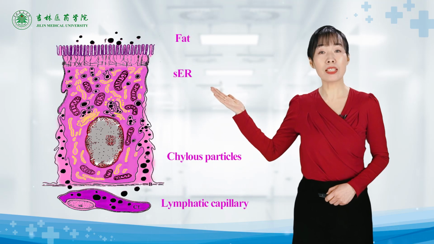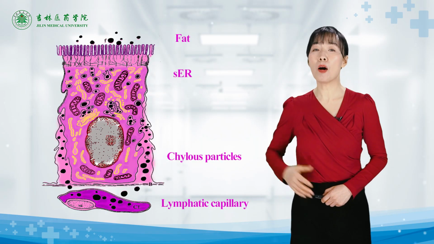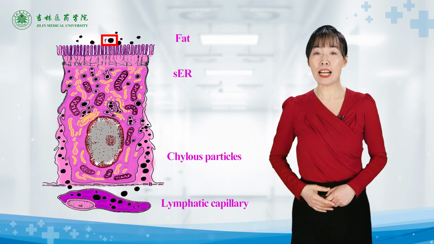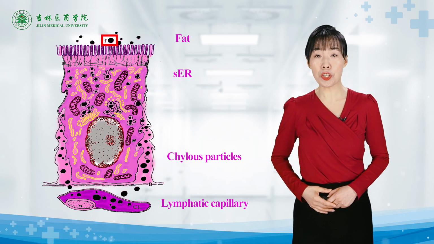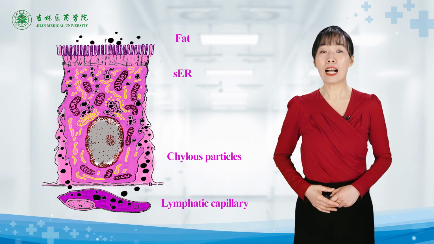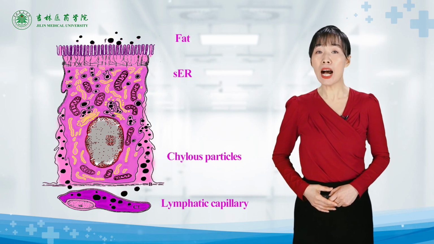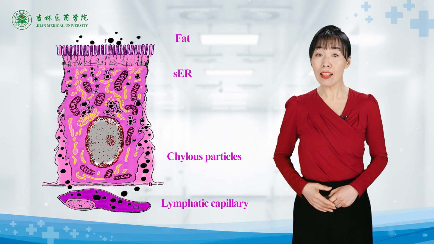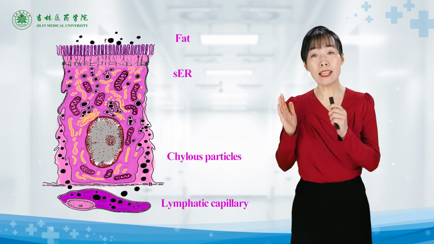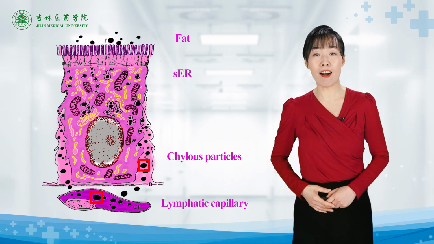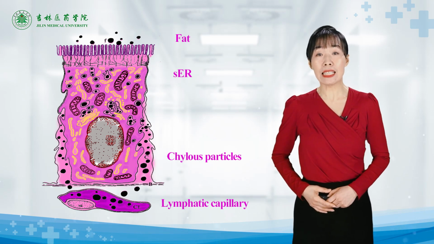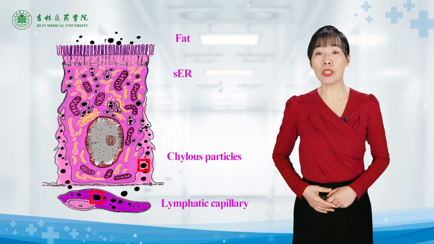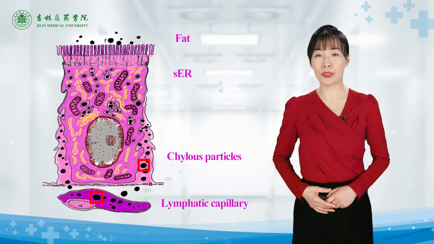This picture shows the process of the fat being absorbed and transported. Fat is digested by lipase into fatty acids and glycerin, which are absorbed into the absorptive cells. Then they are once more synthesized to fat by SER, carried in chylomicrons, and then released to the lymphatic capillaries.